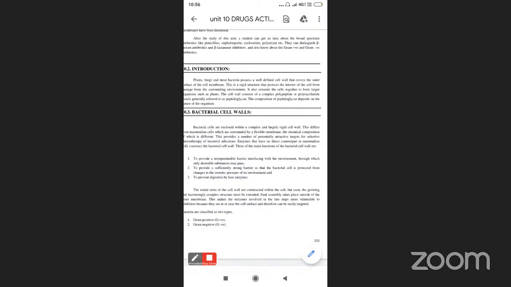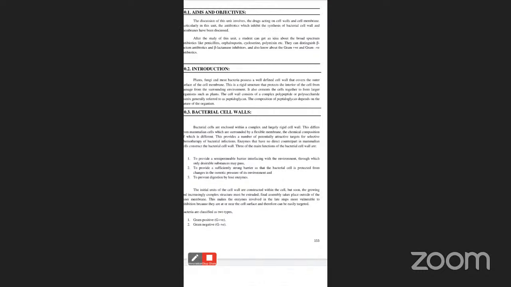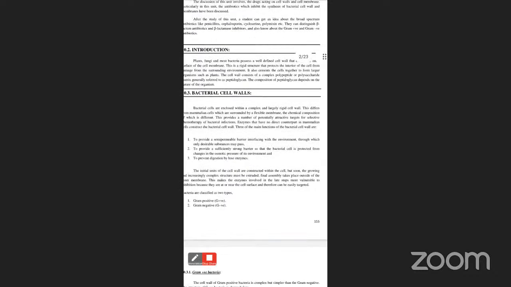So the cell wall will be protected from digestion by the host enzymes here, right? These are the main functions of the bacterial cell wall.